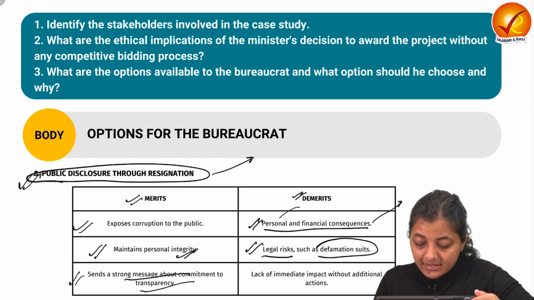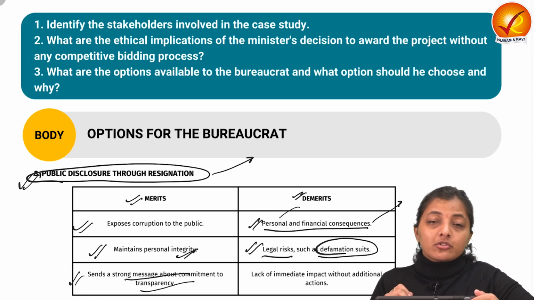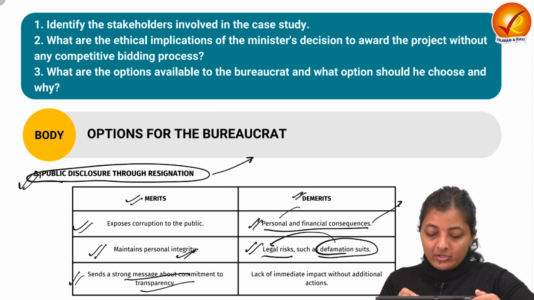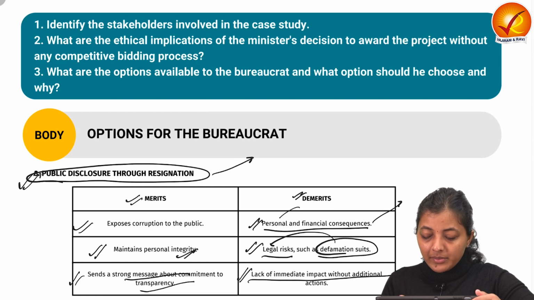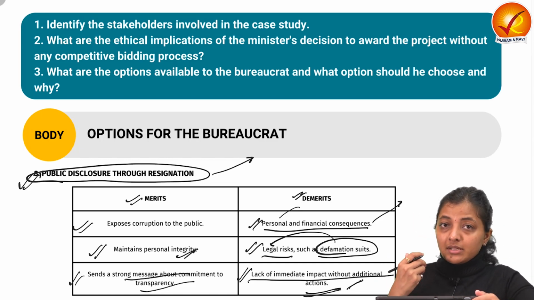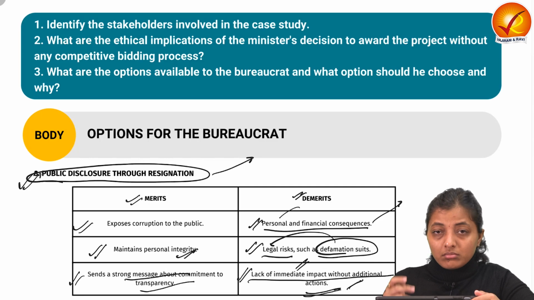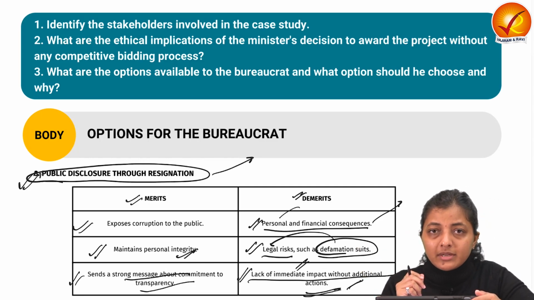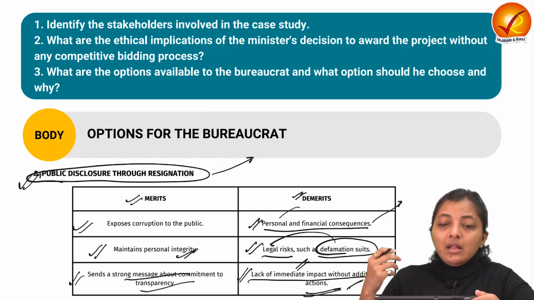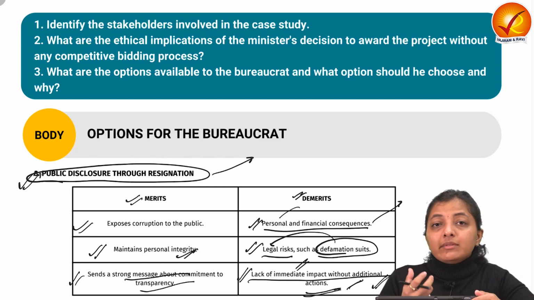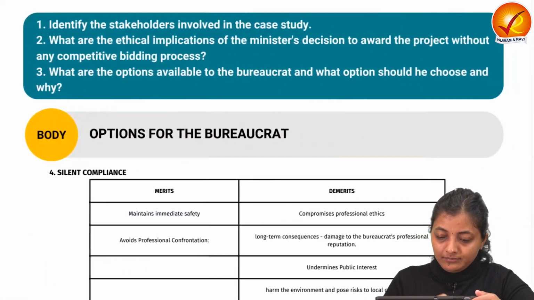Then legal risks such as a defamation suit. Maybe the minister or the contractor files a defamation suit. He has to face some legal risks for that. Next is lack of immediate impact without additional actions. So he is coming up in the media or some other public channel. Might be there is no action from some anti-corruption body or some ombudsman or some media channel or whatever the legal authorities would be. Might be they will not take action.